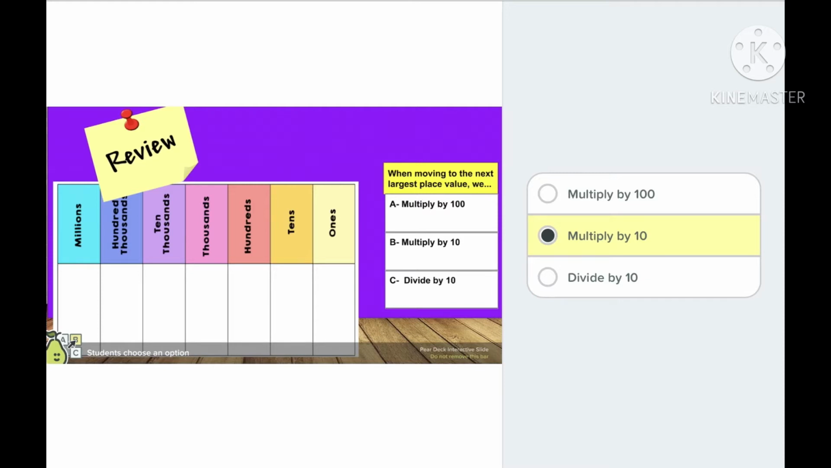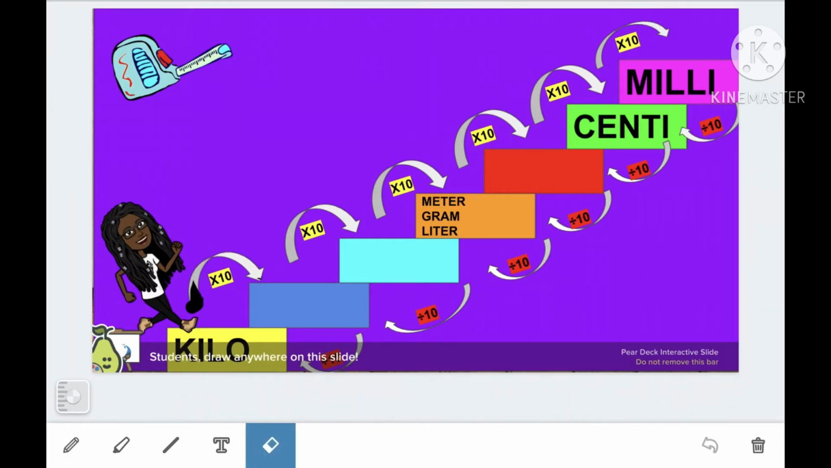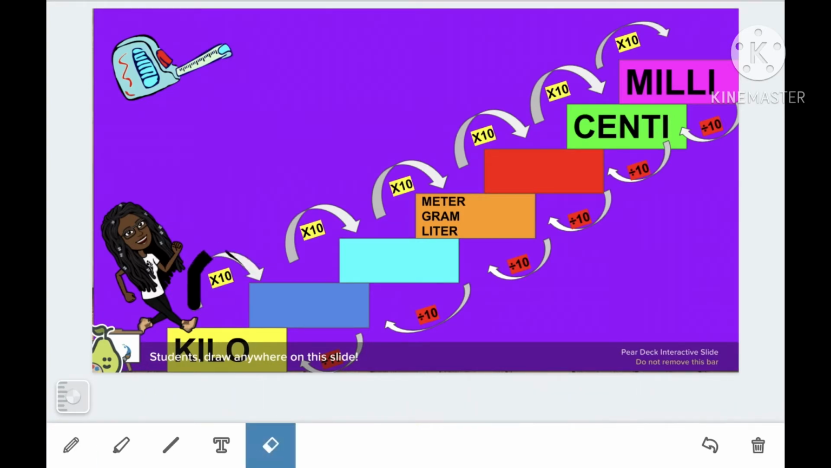You guys, it's the same thing when we're measuring, y'all. It's the same thing, I promise you. Every time we want to move to the next smallest measurement, we're going to be multiplying by 10. So at the very bottom of my page or my screen, you guys are going to see a step. And that step is connected to another step and another step.